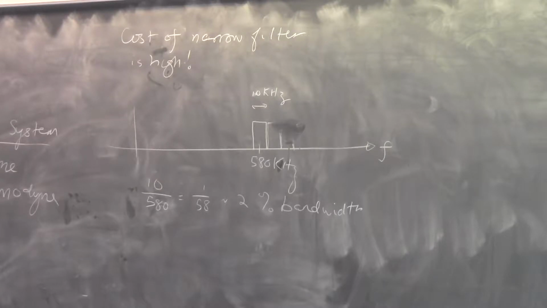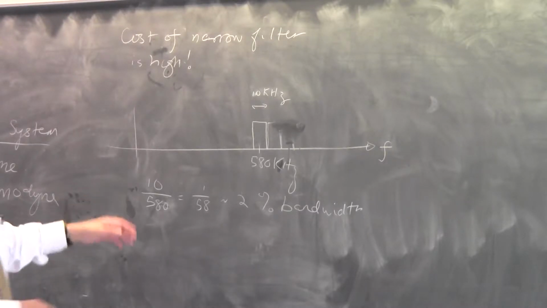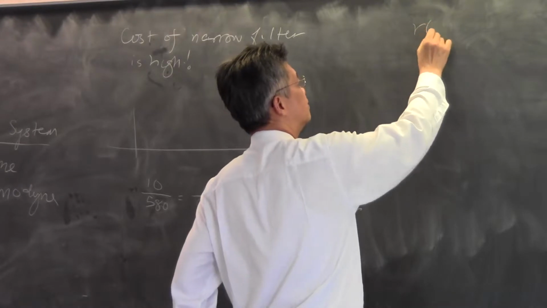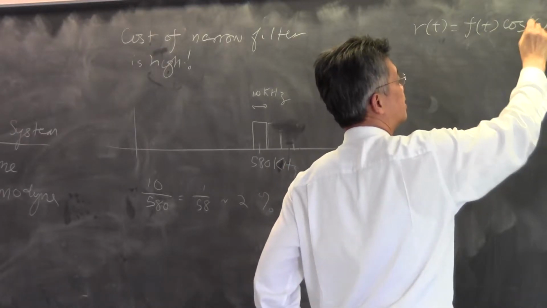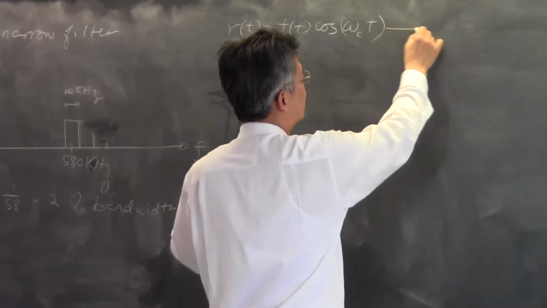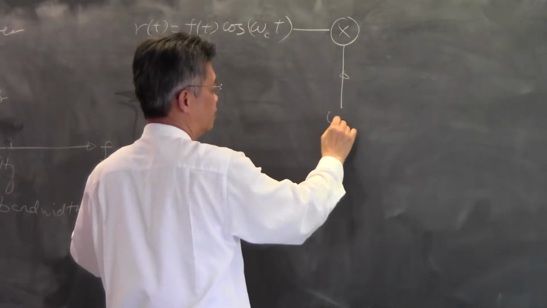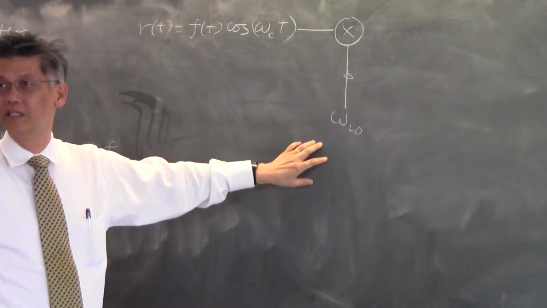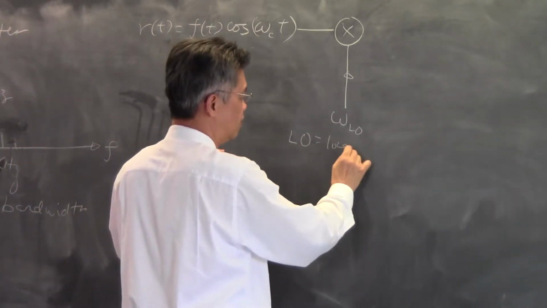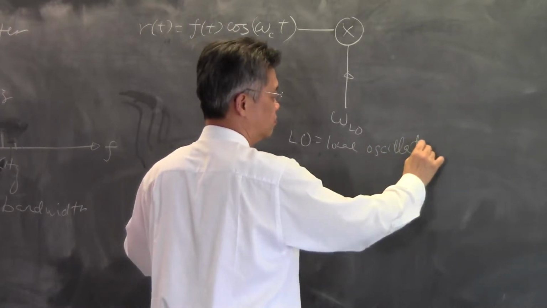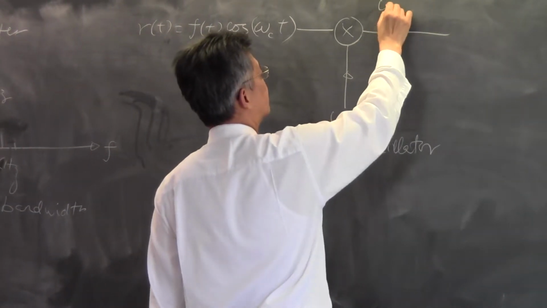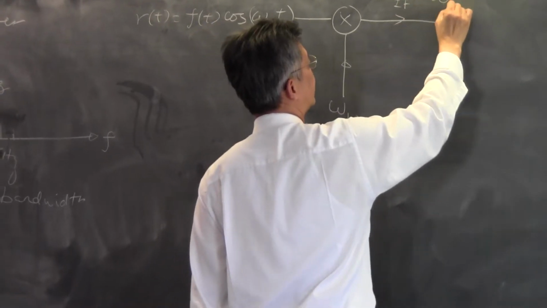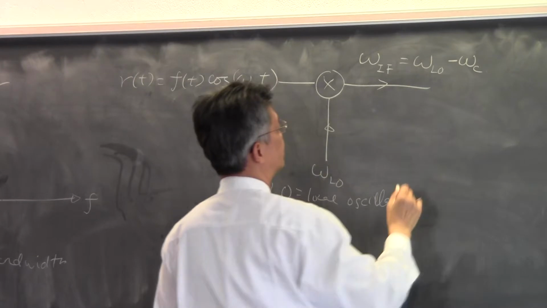So the idea of electronic engineering is to convert this frequency to a lower frequency. So what you do is that you have this received signal, which is the original voice signal multiplied by the carrier frequency. Okay? And then you have it coming in, and then you send in a frequency at the local oscillator frequency. LO is local oscillator. And you can change this frequency. And what comes out here is that you have omega intermediate frequency, which is omega LO minus omega carry.